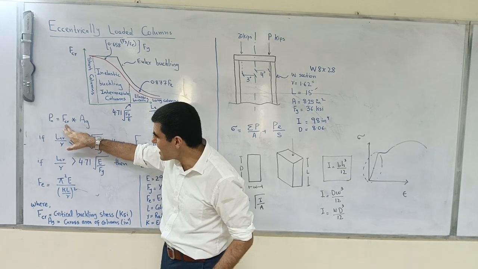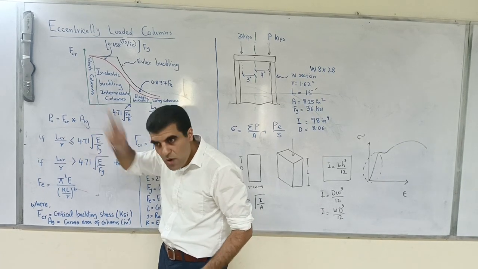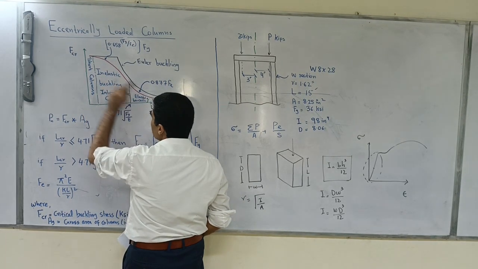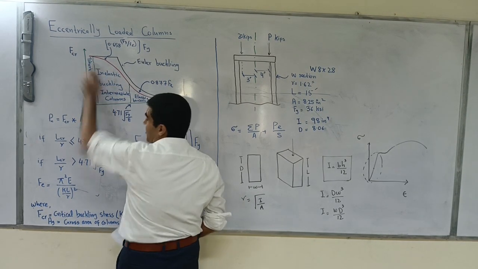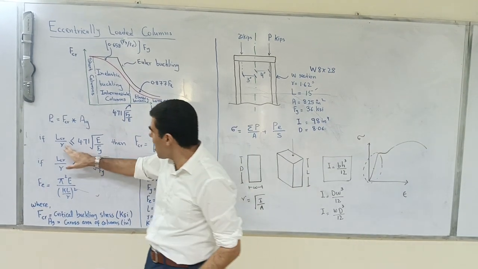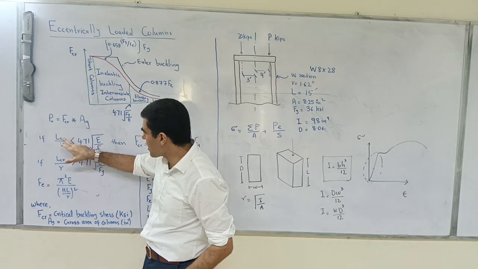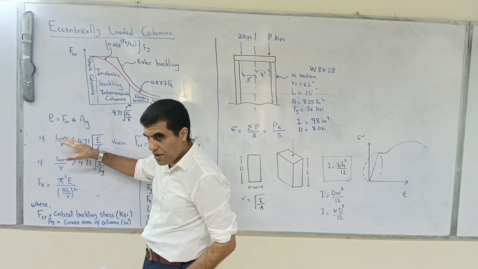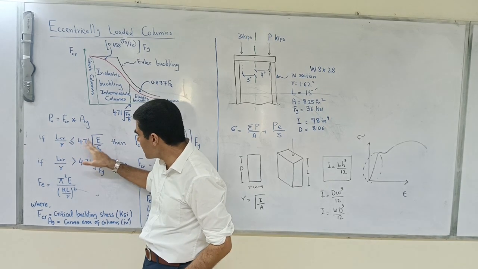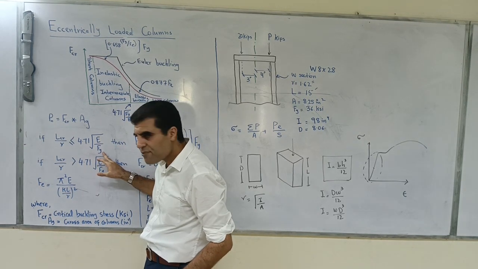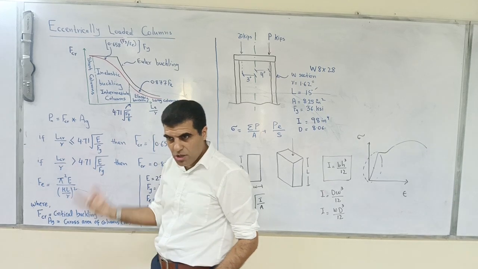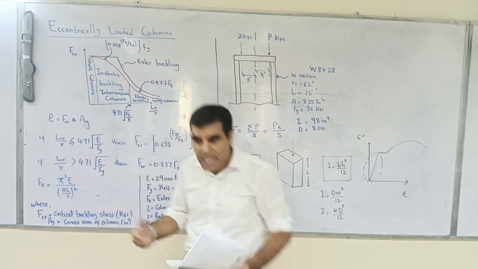Now this critical stress Fcr, you have to find where you are. Okay, on this curve, are you in the elastic range or are you in the inelastic range? So that we have to find out. What the code says is that if your L critical or effective length divided by the radius of gyration is less than 4.71 square root E by Fy, where E is the Young's modulus of elasticity and Fy is the yield strength.